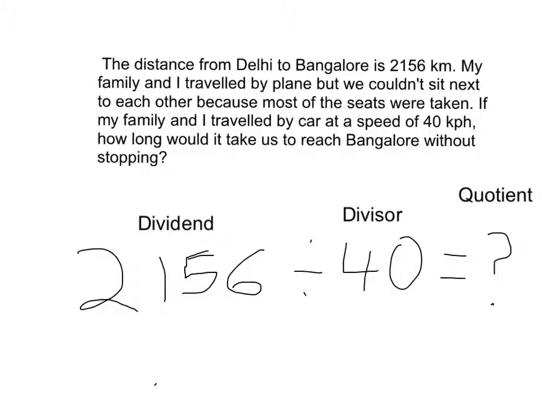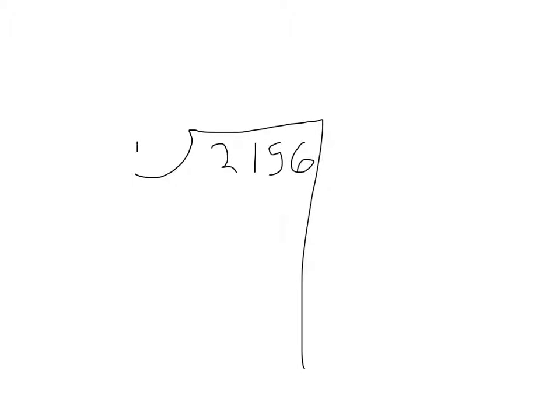I know that 2,156 is my dividend, and I know 40 is my divisor. Now I'm going to use the partial quotients algorithm to solve the equation. First, I'm going to guess how many 40s are in 2,156. Well, I'll say around 50. Now I know 40 times 50 is 2,000.